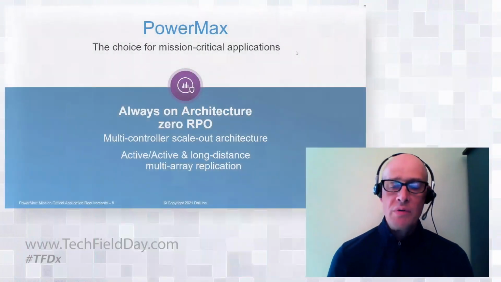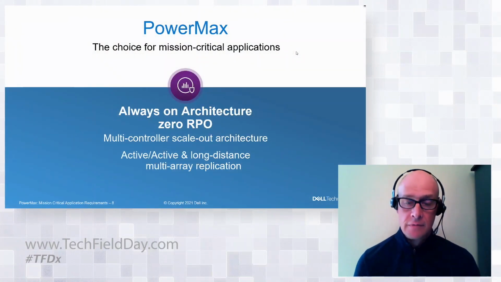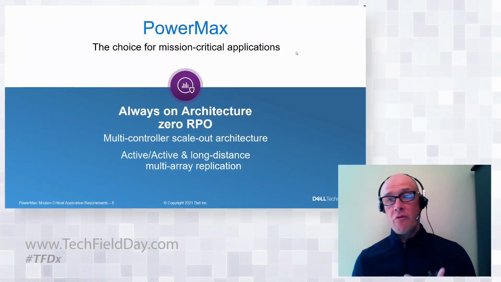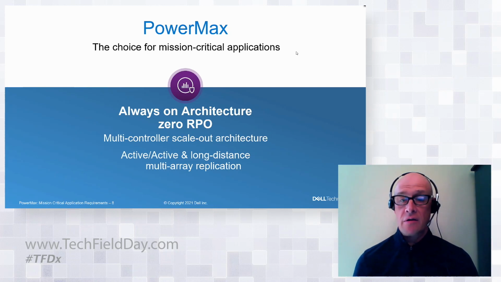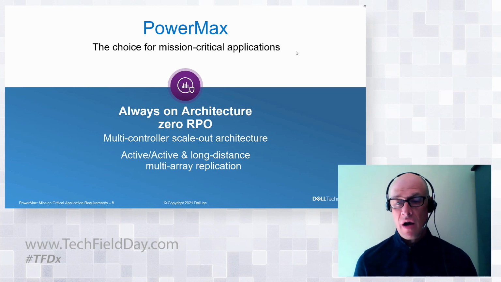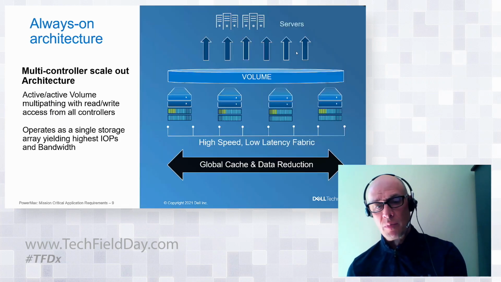So when we look at an always-on architecture that supports a 0 RPO, what do we typically mean by that? First of all, for system resiliency, we think it needs to be a multi-controller scale-out architecture. And to talk about availability these days is top of mind. In an active replication scenario in a campus solution, along with a long-distance option, is also a requirement. So let's look at those a little bit more.